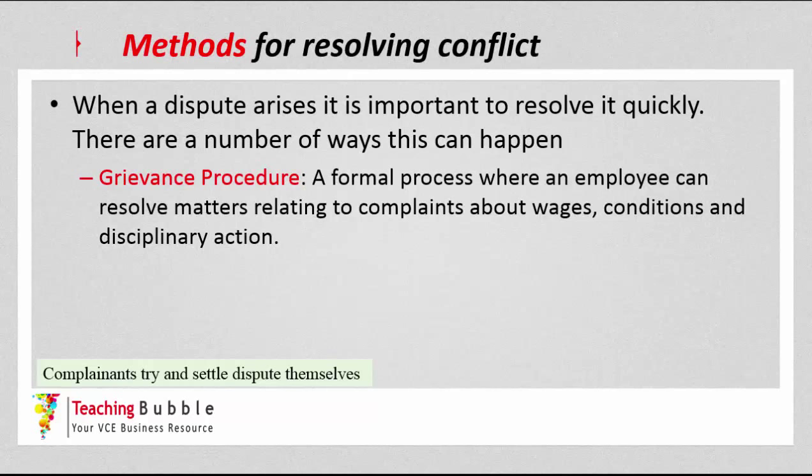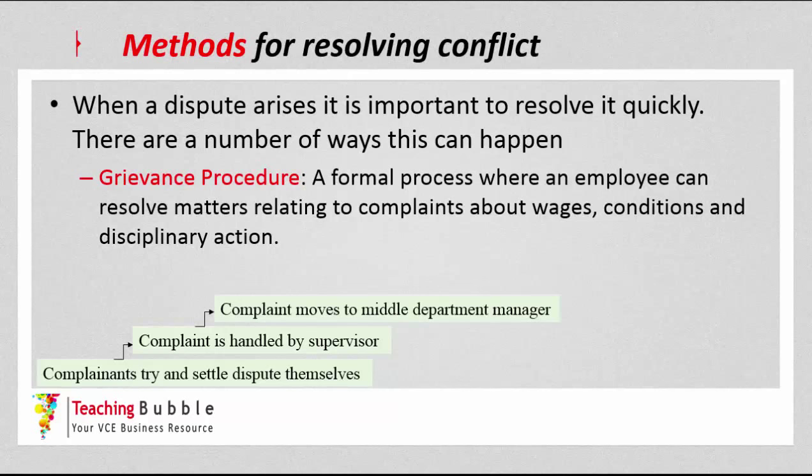It could be that a complainant tries to settle the disputes themselves, and if that is solved, then obviously it's done. If it's not solved, then the complaint might be taken to a supervisor, and they may try and work through the dispute between the two parties. And again, if that's not resolved then it may go to middle management or a department manager, and all the way up to top management.